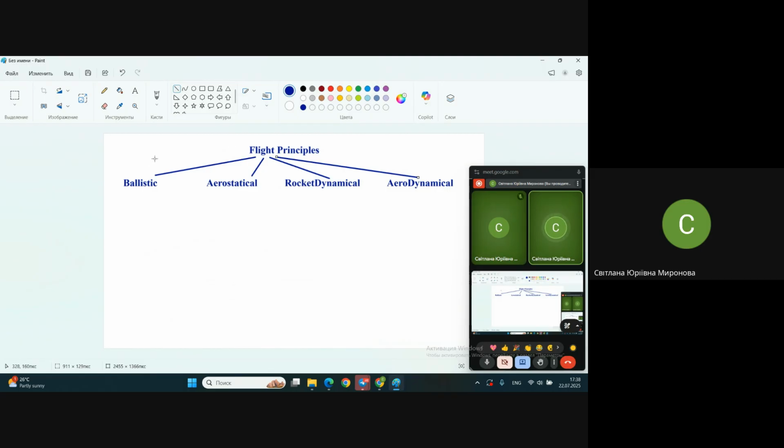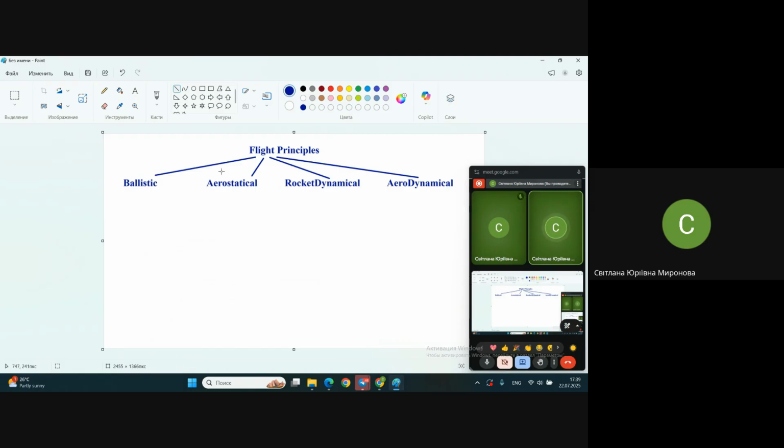What should I say first? The first two of them are conditionally statical. What does statical mean if it comes about motion? It means that they have no propulsion force. Such flying vehicles have no propulsion force which permanently supplies energy to continue the flight.